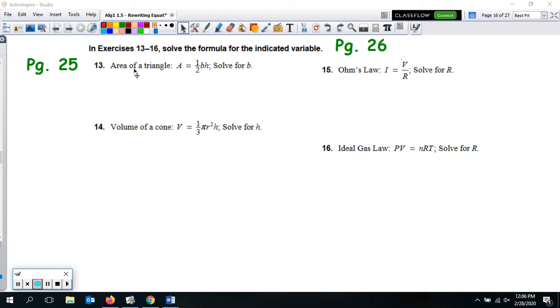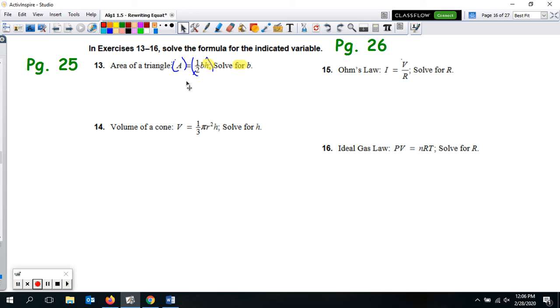On number 13, it's just the area of a triangle, and it should be a formula that you're familiar with. These are formulas that we do use in math, especially when it's talking about area or volume or something like that. Definitely will use those. So we're solving for B on this one, and there's our B inside here.